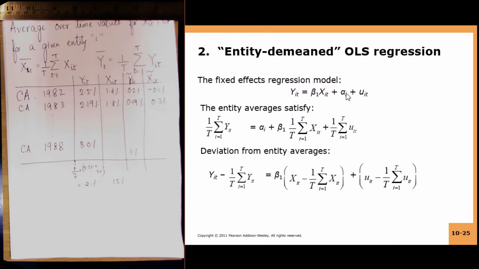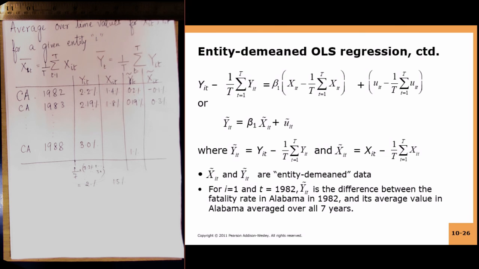Basically, you are subtracting this minus this. Alpha i and alpha i are being cancelled. You have u_it minus 1 by T summation u_it, and beta 1 into x_it minus 1 by T summation x_it. So this is what you have. You call this new variable y tilde it, and this new variable x tilde it, and y tilde it is equal to beta 1 x tilde it plus u tilde it.